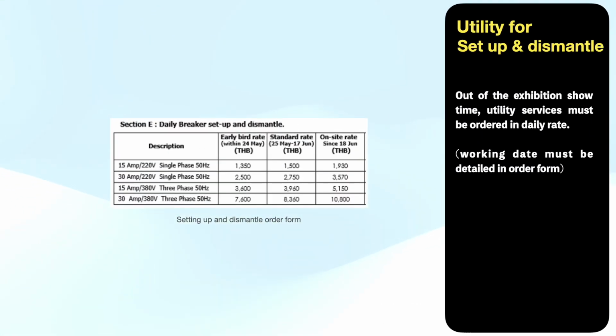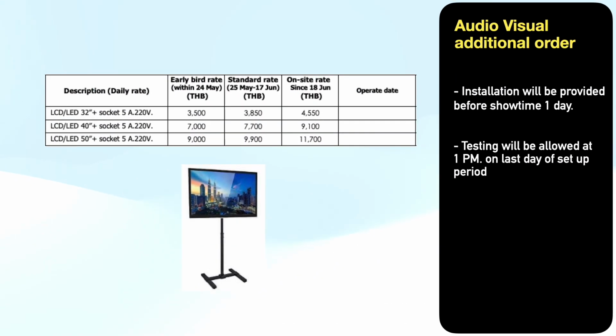This slide is an example of an electrical ordering form for setting up and dismantling days. Reservation orders must specify the required usage date. Audio-visual services include equipment rental, installation labor costs, and electricity consumption charge already. In addition, the company can order electrical equipment that is not listed in the form. If the exhibitor requires additional equipment, they can inquire with the staff.